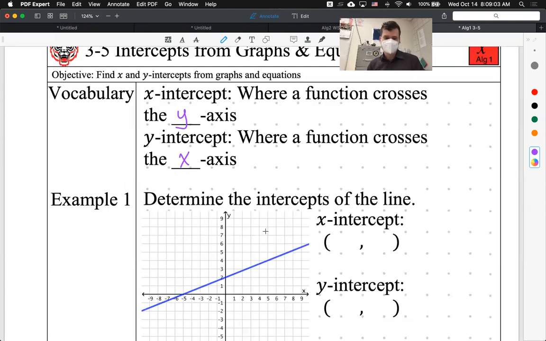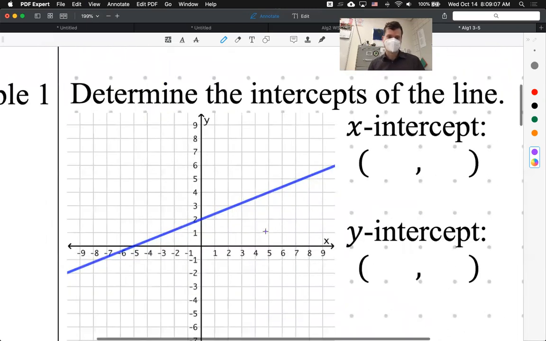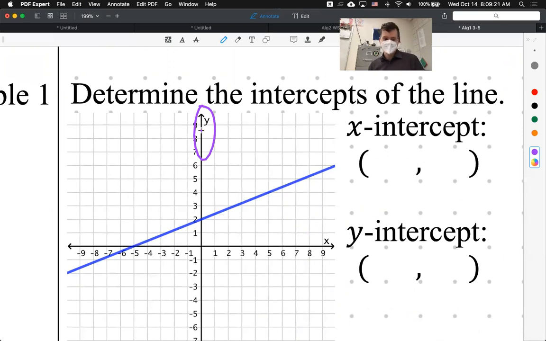All right, so let's try to do this one. Example number one, you have it in your notes, so I don't have to zoom in. Determine the intercepts of the line. So the x-intercept, it's where it crosses the y-axis, and our y-axis is the one that runs up and down vertically. So where does it cross? One person has the answer. These are nice, easy. Yesenia? On the 2, yes.